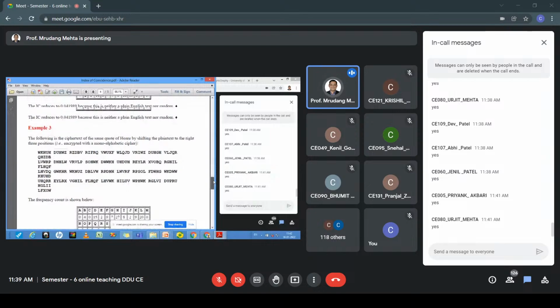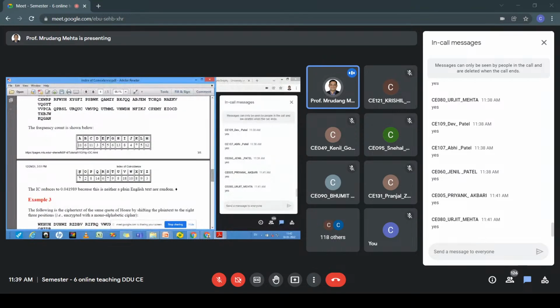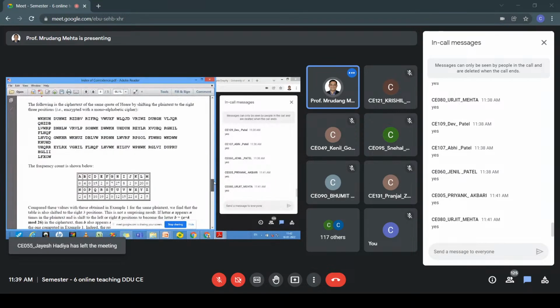And then we have to calculate the probability, and then we find the index of coincidence, and that is 0.041. 0.041 is closer to 0.038, which makes this text random. So we can say that we have calculated the IC value for this, and that appears to be random text.